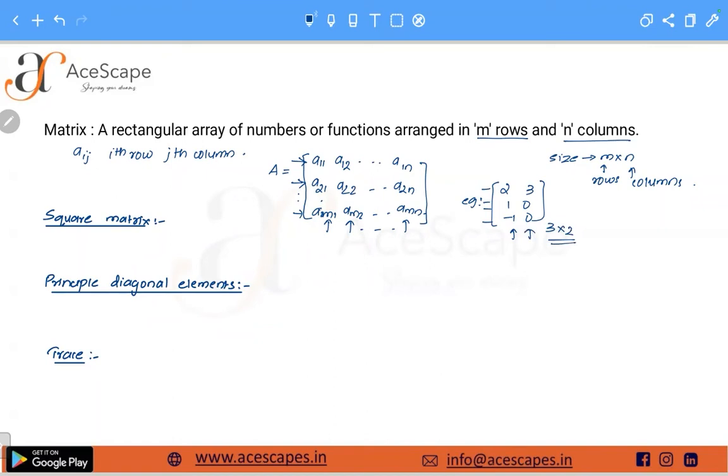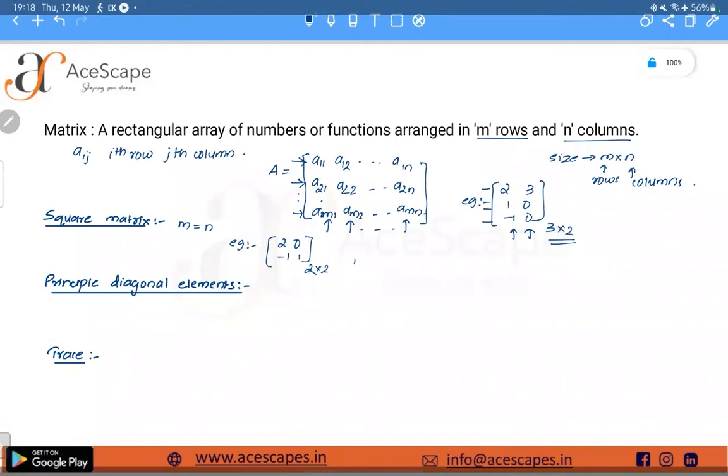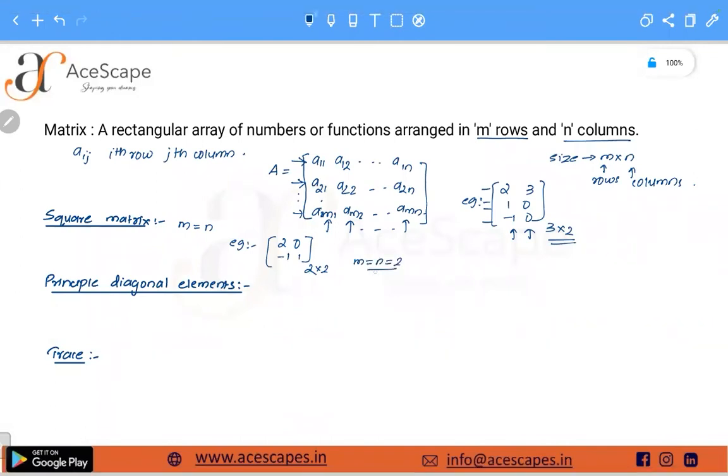There are different types of matrices. First I am going to talk about what is meant by a square matrix. A square matrix is a matrix where the number of rows is equal to the number of columns, that is, m is equal to n. For example, take 2, 0, -1, 1. What is the size of this matrix? It is 2 by 2, right? There are 2 columns and 2 rows, so m equals n equals 2. Such matrices are called square matrices.